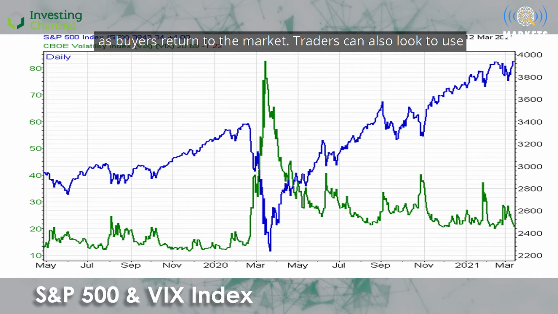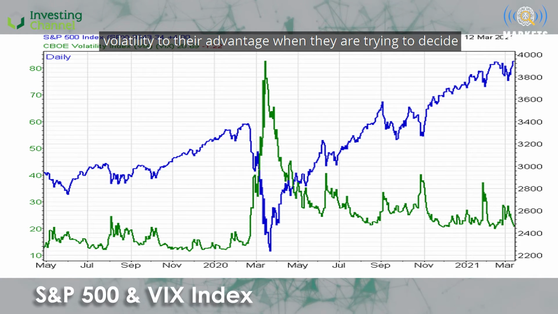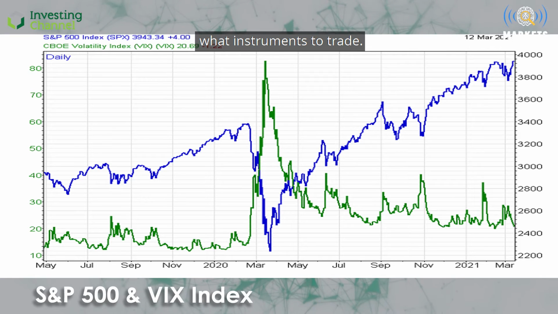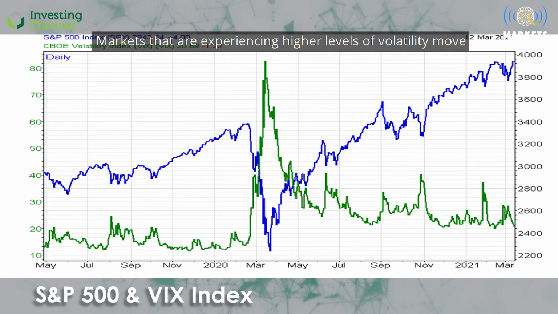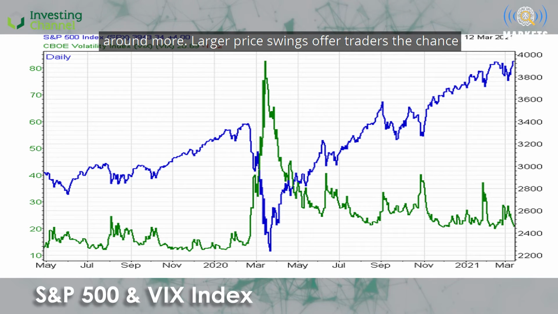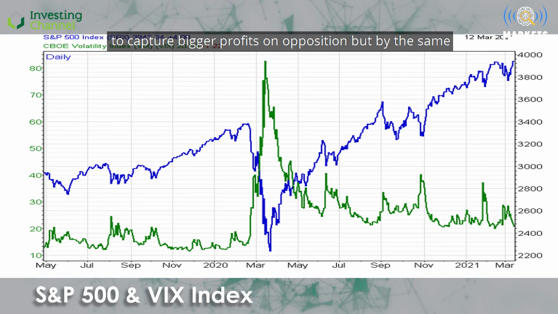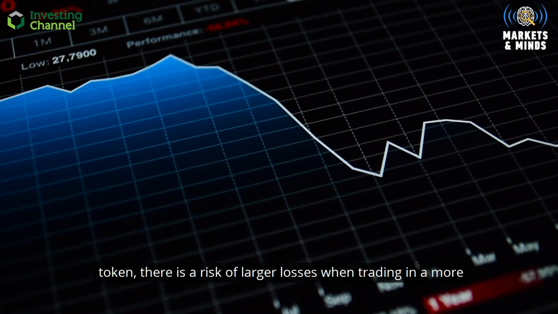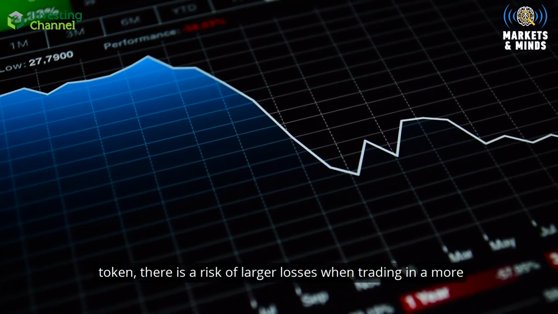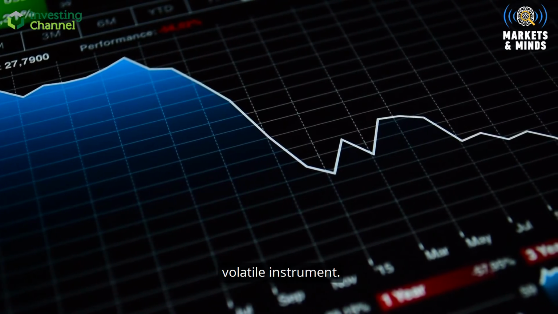Traders can also look to use volatility to their advantage when they are trying to decide what instruments to trade. Markets that are experiencing higher levels of volatility move around more. Larger price swings offer traders the chance to capture bigger profits on a position. But by the same token, there is a risk of larger losses when trading in a more volatile instrument.